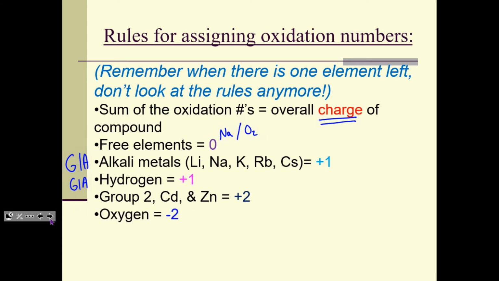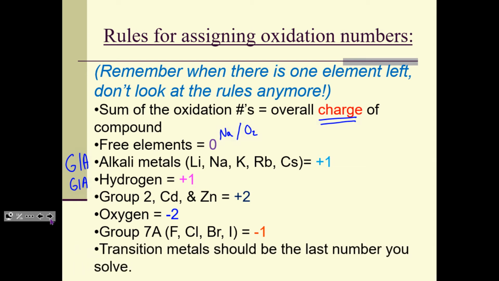Oxygen is always a -2. And then the halogens, group 7A, fluorine, chlorine, bromine, and iodine, are all -1. Transition metals, and I'm going to add any other elements, are going to be the ones that you actually have to solve for. So we're going to have to do a little bit of solving in order to label all of the oxidation numbers. So keep these in your notes. You're going to refer to them anytime you need to assign oxidation numbers.